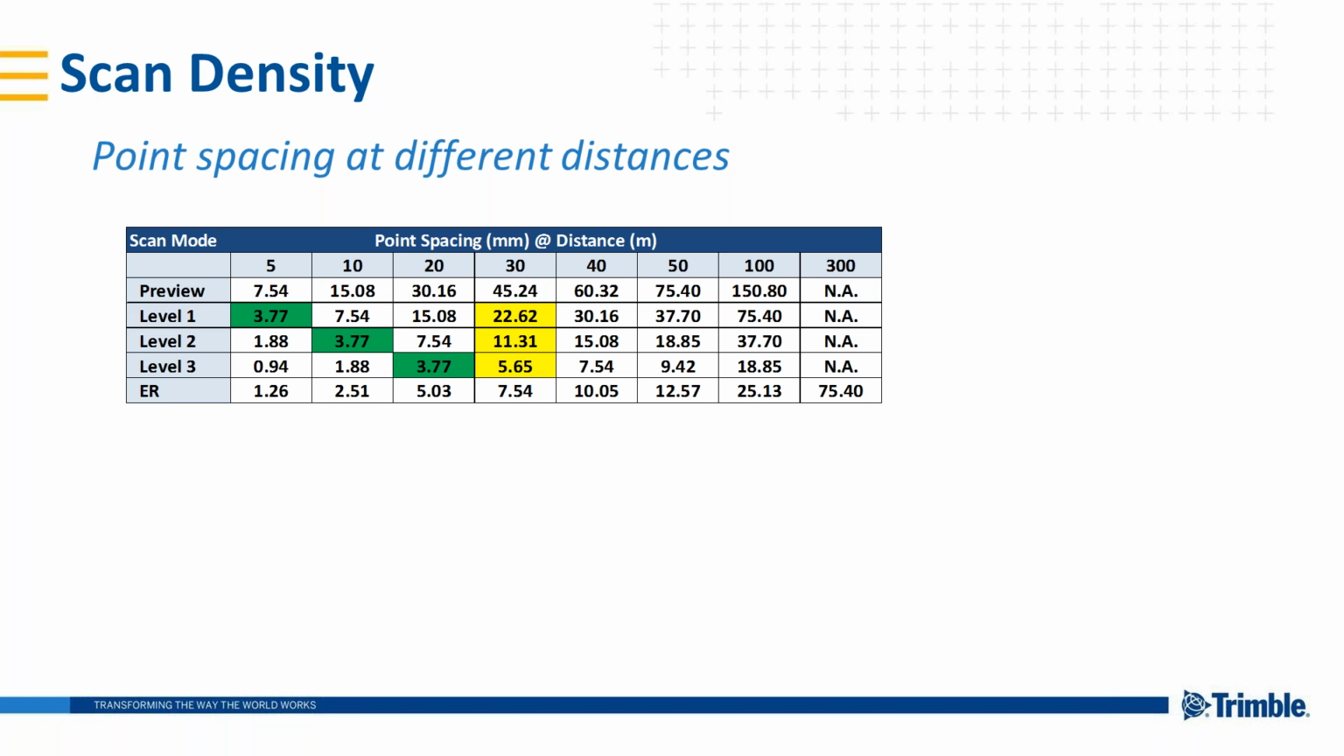For example, when you get a 22.62 millimeter point spacing at 30 meters with Level 1, the point spacing at 5 meters is 3.77 millimeters. And for those of you that think in English units, that's a little less than 1 inch compared to approximately 1/8 of an inch. For Level 2 and Level 3, you can achieve the same 3.77 millimeter point spacing at 10 and 20 meters. And knowing these values can help you better determine what scan mode is best for your application and the distances that you're going to scan from.